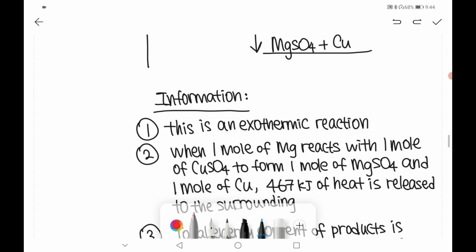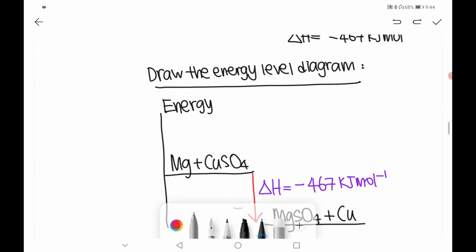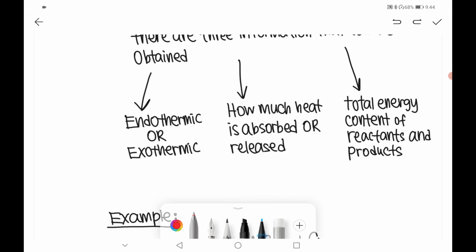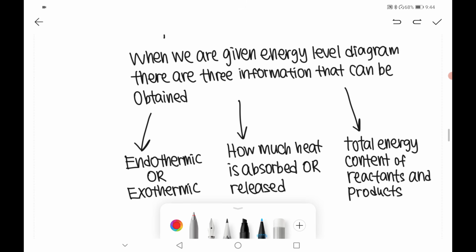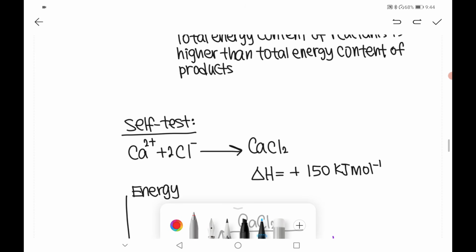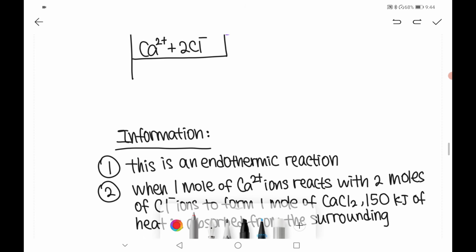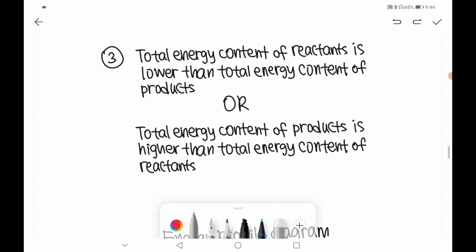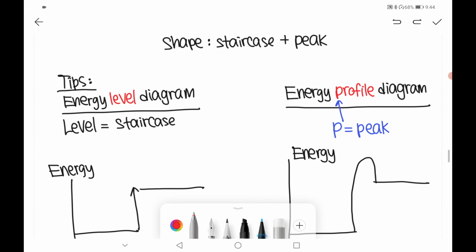So you can see the energy level diagram is very informative. From the energy level diagram, we can get so much information. I hope these two examples can give you a better idea of what you can get from the energy level diagram. So now we will move on to the last part.